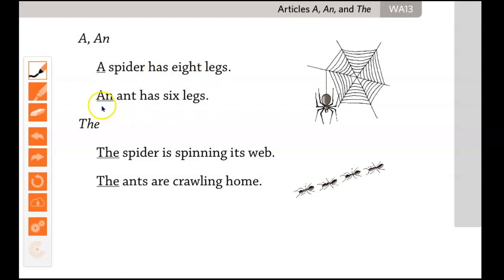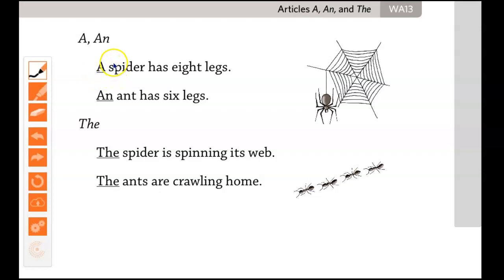What about this one? An ant has 6 legs. Now notice I didn't say a ant. I said an ant. But why? Oh, these questions, these grammar rules, they're so confusing, right? All right, here's your answer. It just doesn't sound right to say a ant. And it doesn't sound right to say an spider.